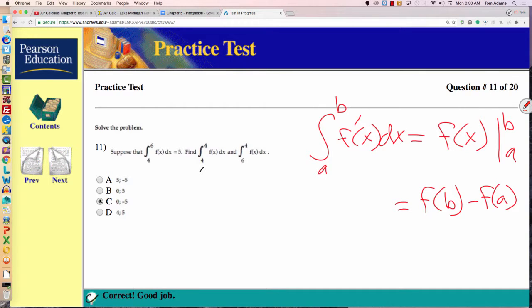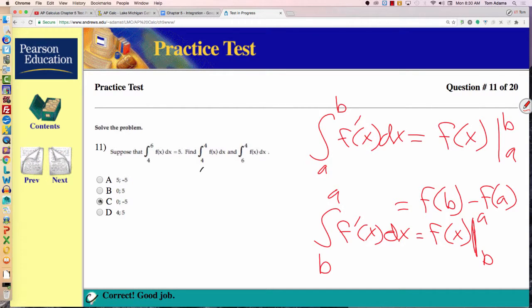Now, if I flip-flop that and I evaluate f prime dx, then it's going to be F of x evaluated, but now you flip-flop it and you go from b to a, and so then that gets evaluated F of a minus F of b.